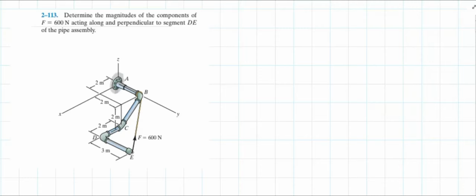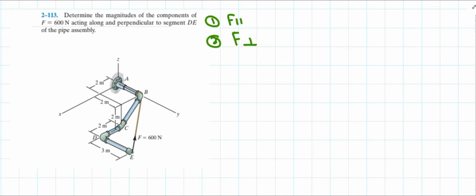So this question says: determine the magnitudes of the components of force F, which is equal to 600 Newton, acting along and perpendicular to the segment DE of the pipe assembly. So in this question we are going to find the parallel component of force F, which is acting along the pipe segment DE, as well as the perpendicular component of force F.